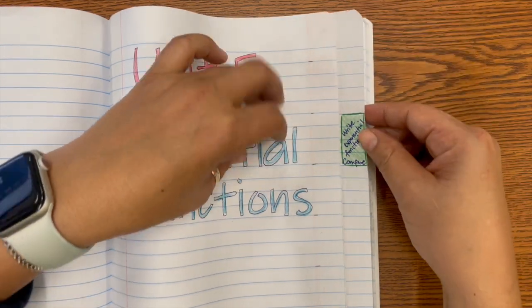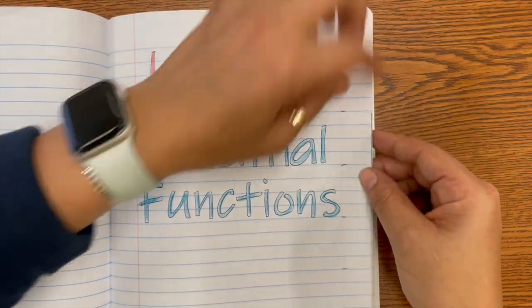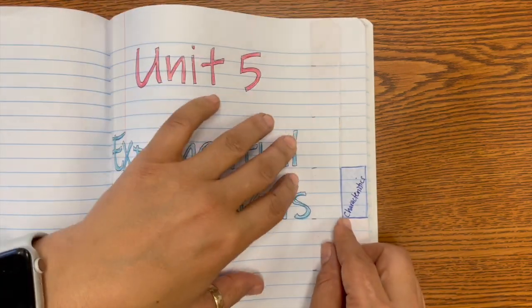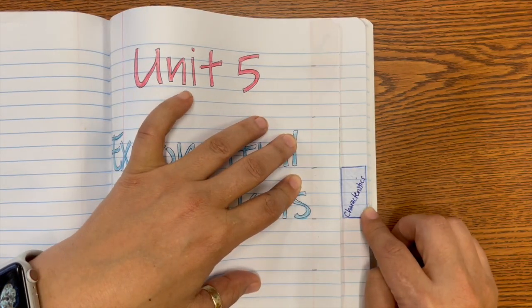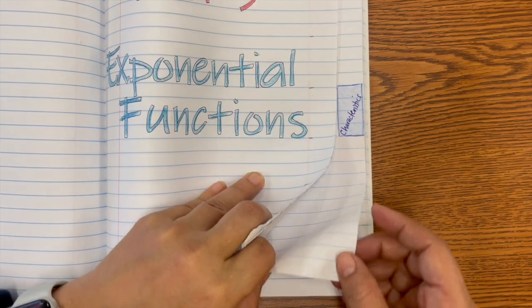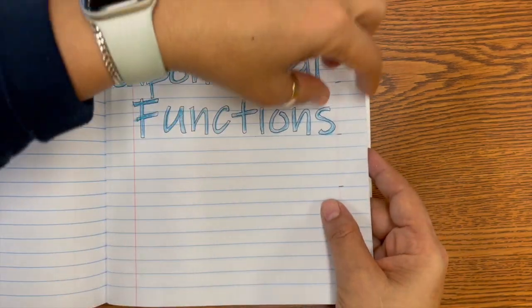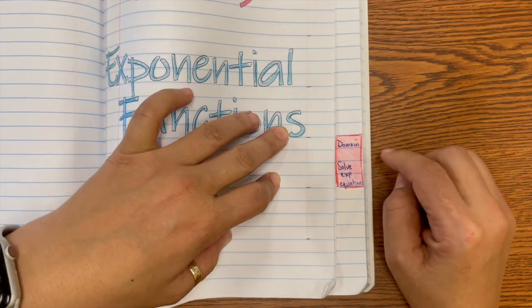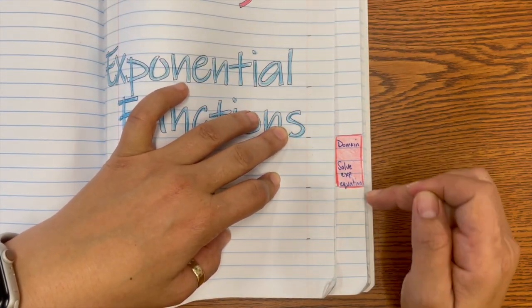Once you've done that, take that page, move it over a little bit. So we're on this one right now. So move it over. All right, when you move it over, that tab is going to be characteristics. All right, again, take that page, join it with everything else. Then on this tab right here, I'm going to move it over just a little bit so you can see where it starts and ends. It's going to be domain, solve exponential equations.